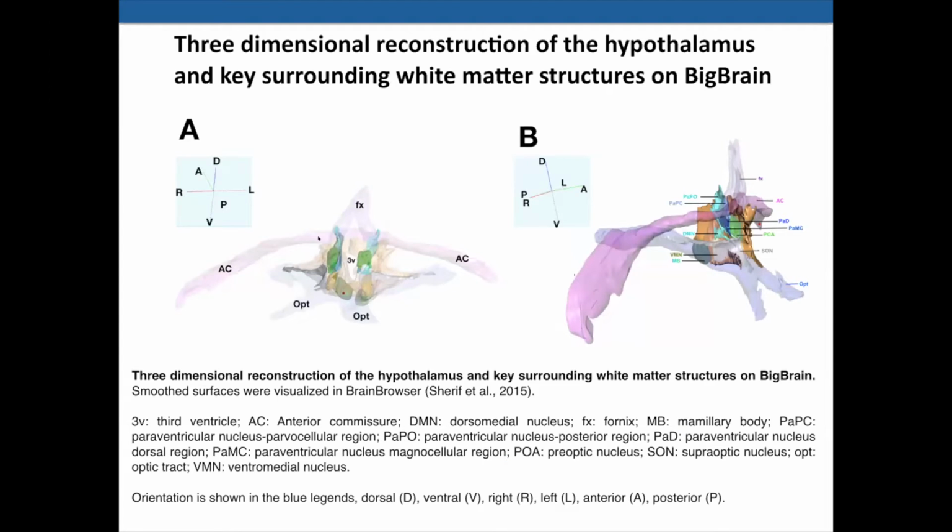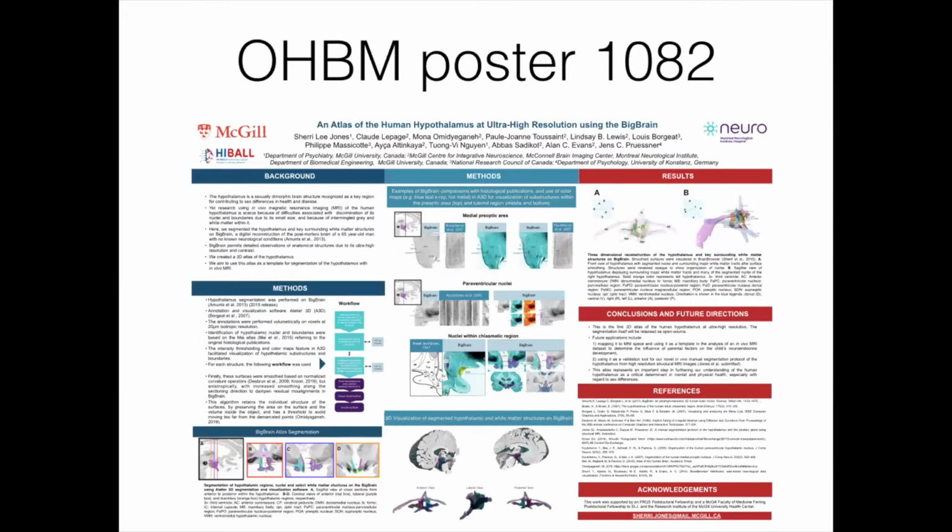So this is the atlas. It will be released open source. The nuclei that were segmented include the preoptic nuclei, the paraventricular nuclei, the supraoptic nucleus, the dorsal medial and ventral medial nuclei. We also segmented the mammillary bodies and the major surrounding white matter tracts, so the optic tract, the anterior commissure, and the fornix. The next step is to map this to ICBM space. We then plan to use it as a template for the segmentation of in vivo MRI scans, as well as a tool to validate an in vivo segmentation protocol of the hypothalamus.